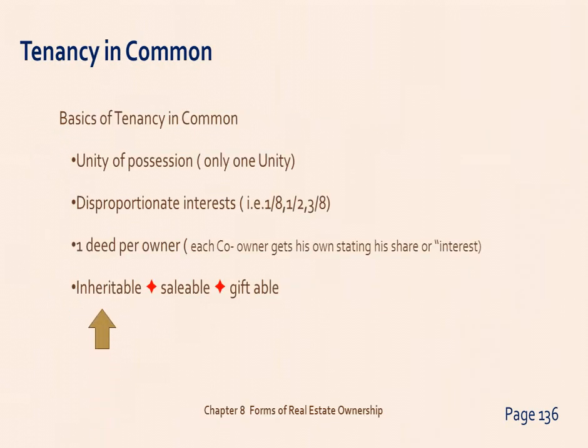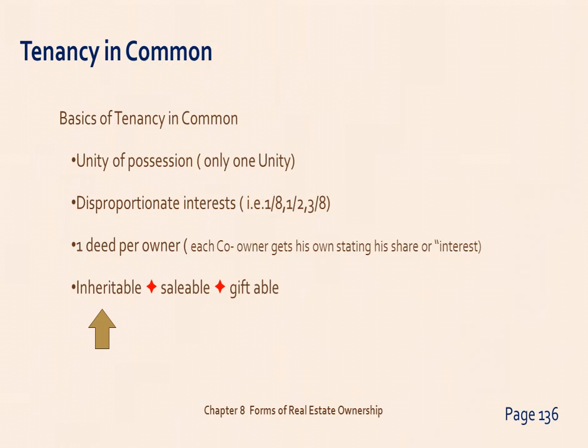Tenancy in common, then. The basics of tenancy in common: there's a unity of possession, which means we as tenants in common all have the right to possess the property. It's the only unity that we have. As tenants in common, we can have a disproportionate interest. If there are 3 of us, one can own 1/2, one can own 1/8, one can own 2/16, whatever the disproportionate interest would be.